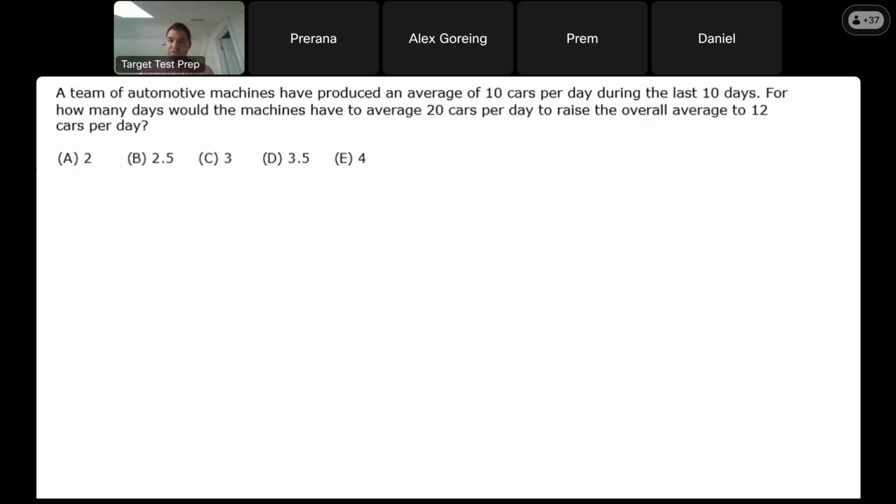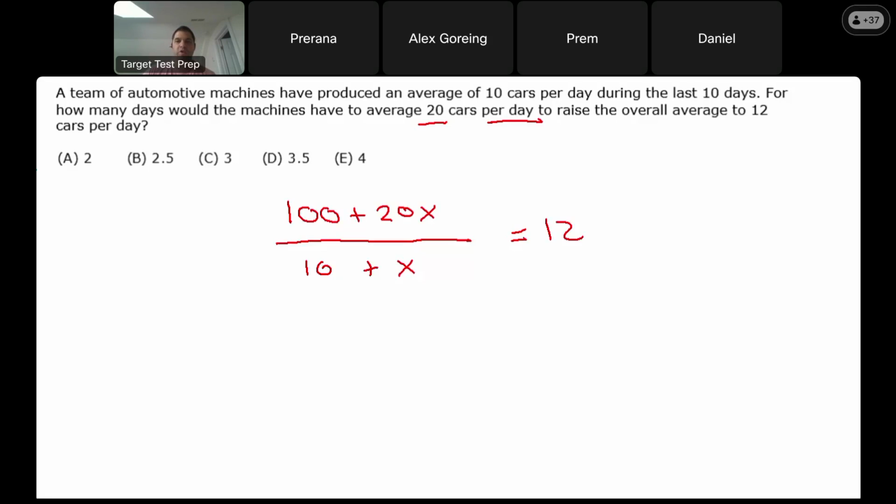All right, so I see a lot of correct answers here, pretty much all correct answers. So that's good. So obviously this concept isn't hurting anyone too much. So yeah, what you do here is we see first and foremost, the team produced an average of 10 cars per day for the last 10 days. That's a total of 100 cars. And then we want to know for how many days would they have to average 20 per day. So the quantity, the extra quantity is unknown, so you can call that 20x over the original number of days plus the new quantity is going to equal 12 cars per day.